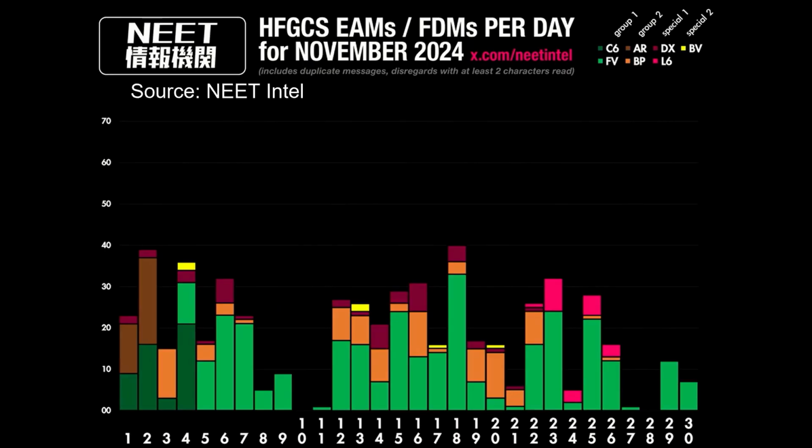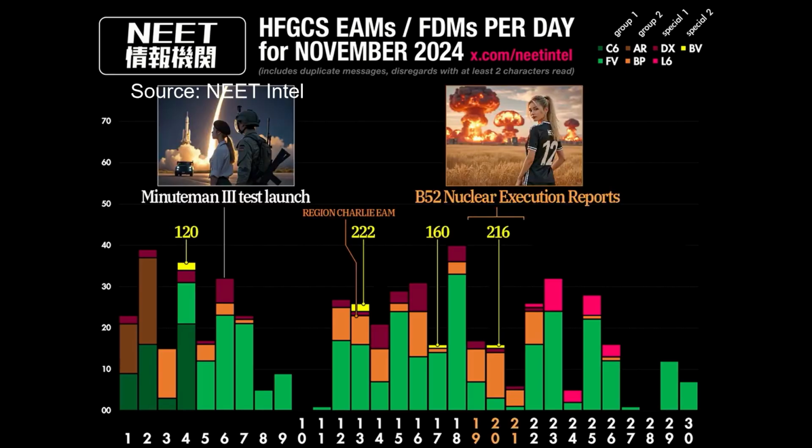556 emergency action messages were broadcast in November. This number is above average. Major events that occurred this month and are worth highlighting include a Minuteman III test launch, a region message, and nuclear execution reports from B-52 bombers.